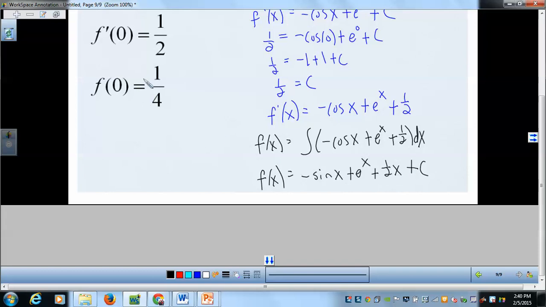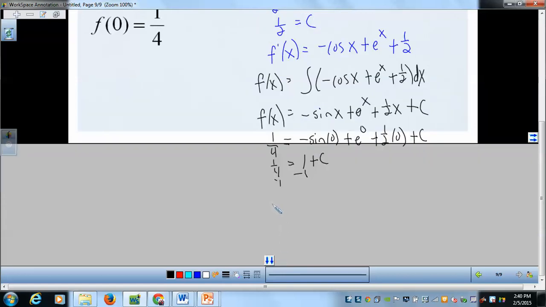Now this time, when x is 0, our function is 1/4. So this is 1/4, and then minus sine of 0 plus e to the 0 plus 1/2 times 0 plus c. Sine of 0 is 0. 1/2 times 0 is 0. E to 0 is 1, so this is going to be 1 plus c. So now I subtract 1. 1/4 minus 1 is -3/4, and so that's my c value. So what I know now is that my original function is negative sine x plus e to the x plus 1/2 x minus 3/4.